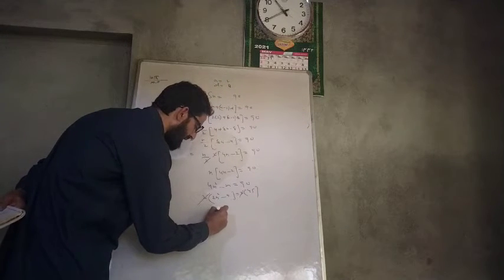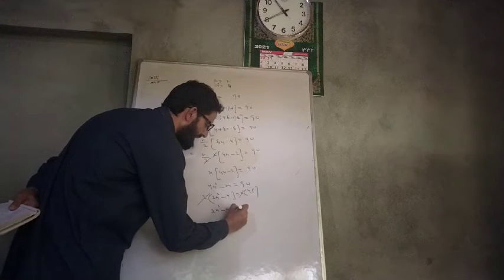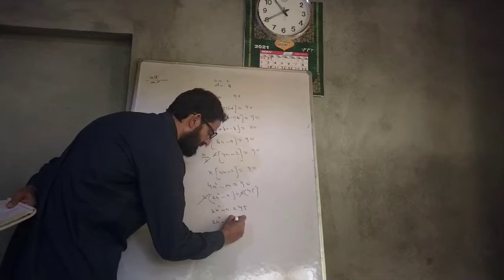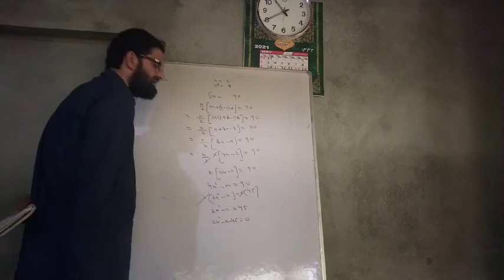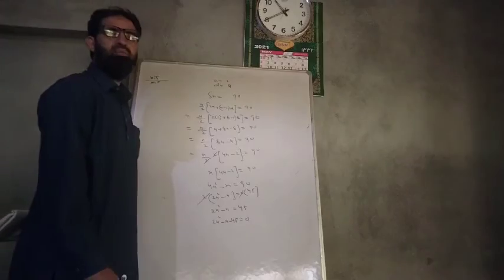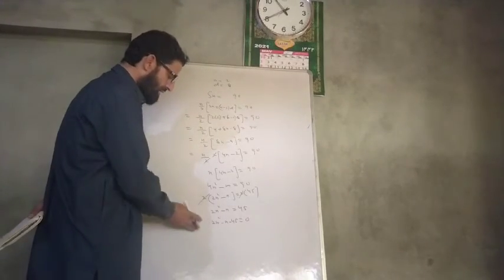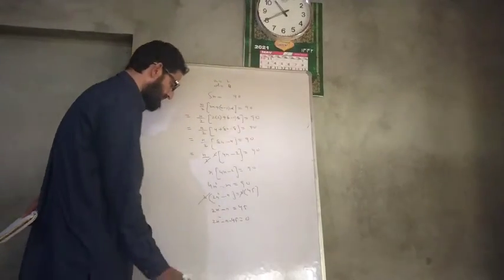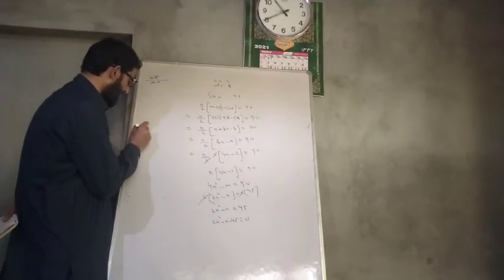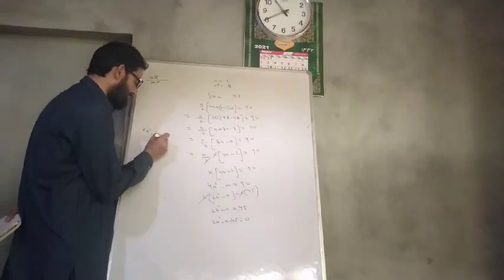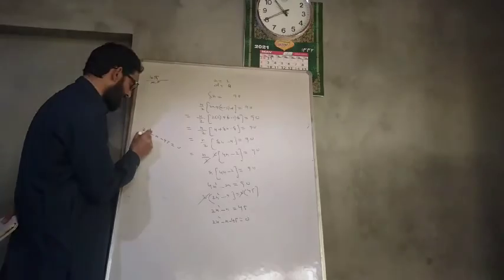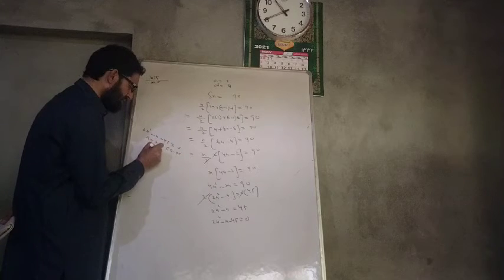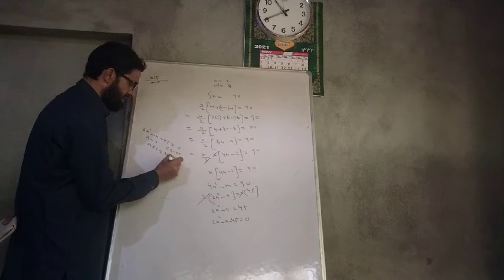This is a quadratic equation now. 2n square minus n is equal to 45, or we can write it like this: 2n square minus n minus 45 is equal to 0. Now this is quadratic in n, and we know there are 3 methods to solve a quadratic equation. Here we shall apply the factorization method. What is A here? A is 2 and C is minus 45. And A into C is 2 into minus 45, which is minus 90.